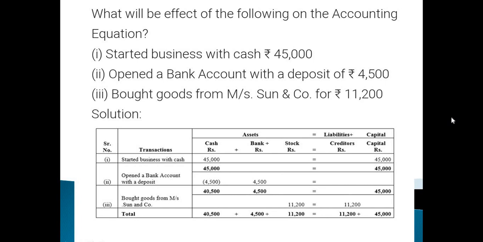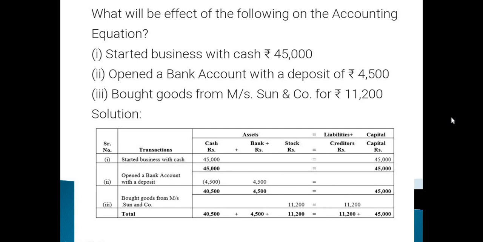Now if you look at the last transaction, it says bought goods from Mr. Sun and Company for rupees 11,200. So now we know that these goods have been bought on credit. Remember, goods have been bought, so goods have come into the business. That's why on the asset side you can see stock of rupees 11,200. And since these goods are bought on credit, the suppliers will be the creditors of the business because we have to pay them in the future. So on the right hand side, under the liabilities, creditors are there, so creditors for rupees 11,200.